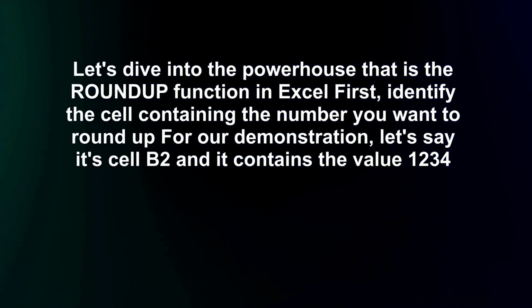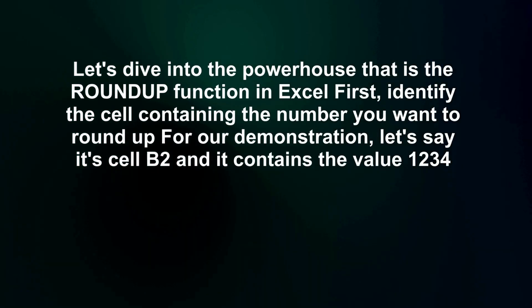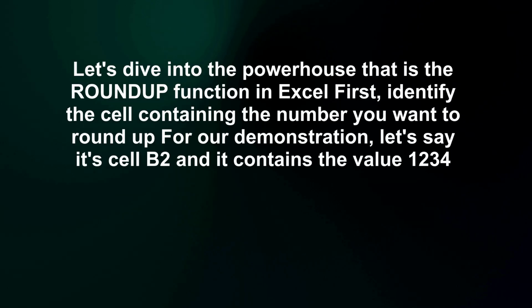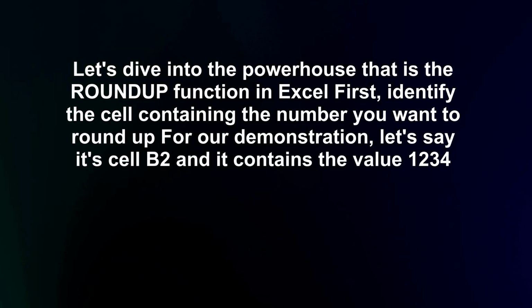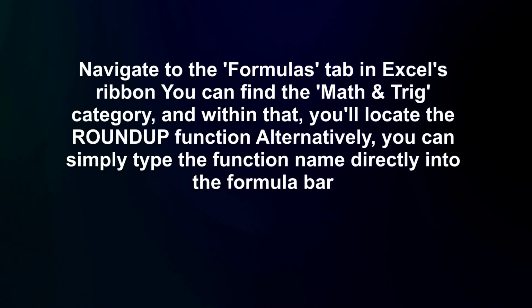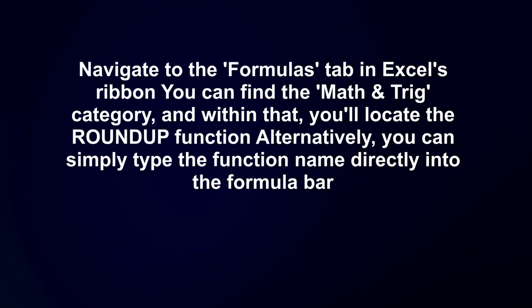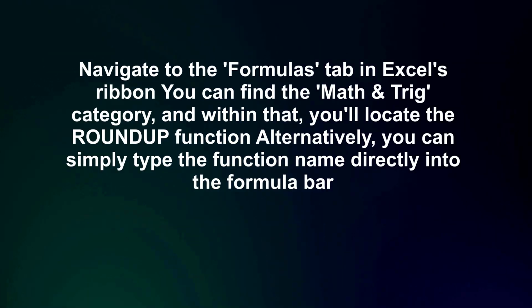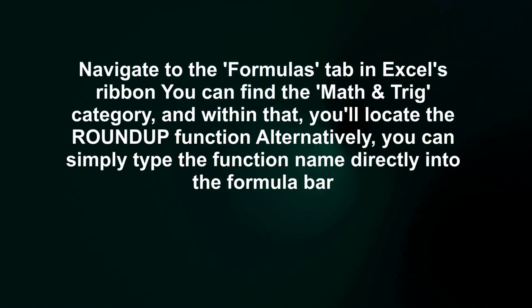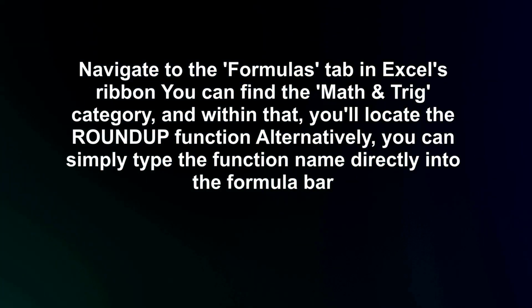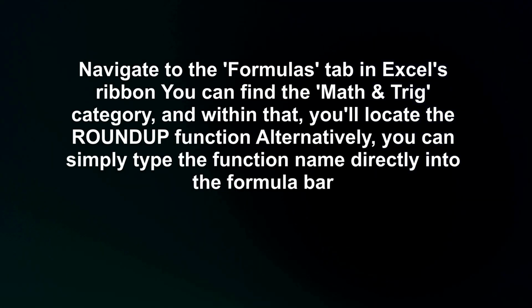First, identify the cell containing the number you want to round up for our demonstration. Let's say it's cell B2 and it contains the value 1234. Navigate to the Formulas tab in Excel's ribbon. You can find the Math and Trig category, and within that, you'll locate the ROUNDUP function. Alternatively, you can simply type the function name directly into the formula bar.